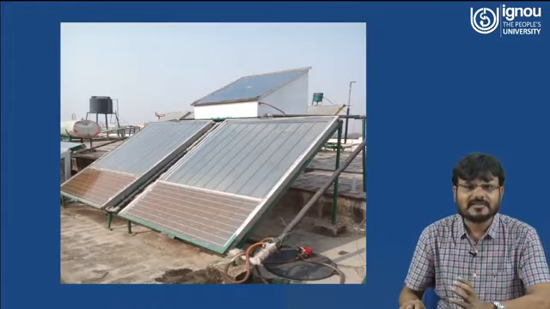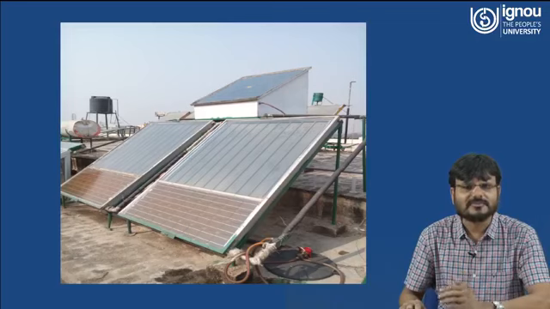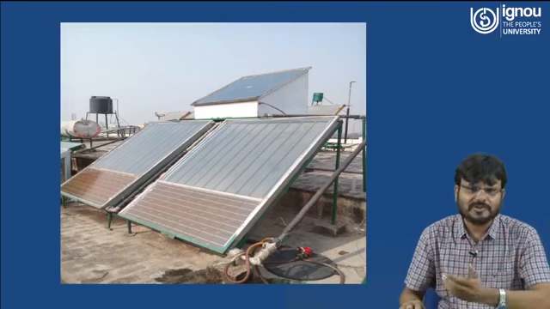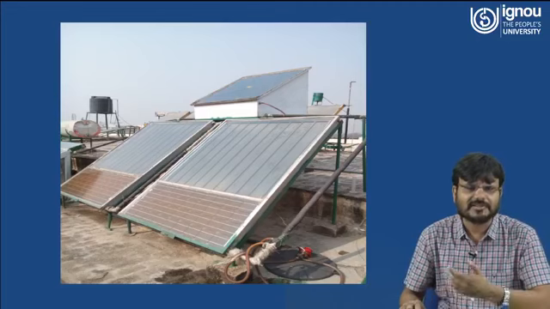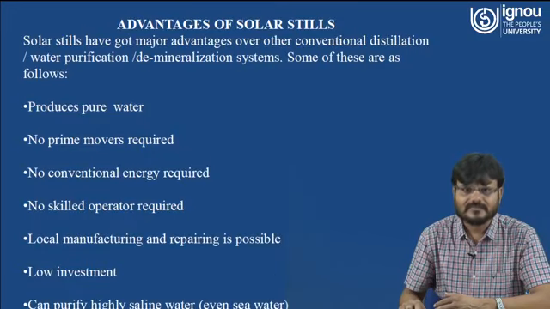Again, here two collectors were used, and because you have to increase the yield, that means capacity, the capacity of the pump was increased. If you are increasing the capacity of that DC pump, that means you require more DC power. That means two PV modules are used here. So this is again forced type solar distillation.